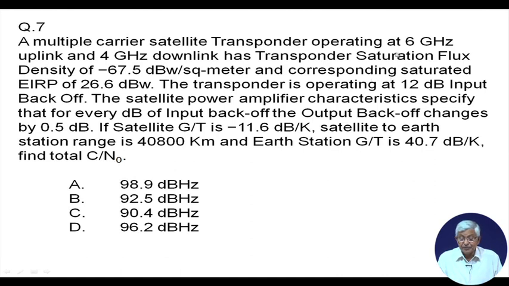So, there are frequencies for the uplink and downlink given, the saturation flux density at the input of the satellite given, and corresponding EIRP saturation is available. The operating point is given in terms of input, and input to output ratio relation is also given. For every dB change in input back off, output back off changes by 0.5 dB, relation is given. Satellite G by T is known, range is known, and earth station G by T is known. So, you have to calculate the uplink C by N naught, downlink C by N naught, and find out the total C by N naught. Let us see.